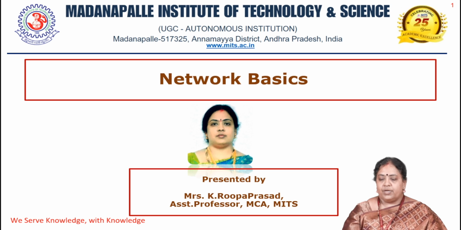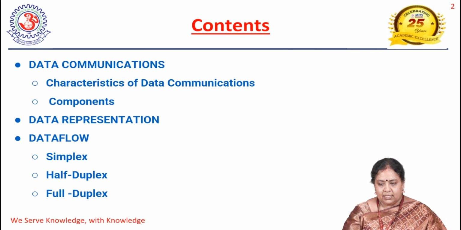So today we are going to discuss the topic called network basics. It is a series on computer networks. In this topic, the contents are like this. First we talk about data communications: the characteristics of data communication as well as the components involved. Then we look at how data can be represented for communication, and then we discuss data flow. These are the contents we are going to discuss today.